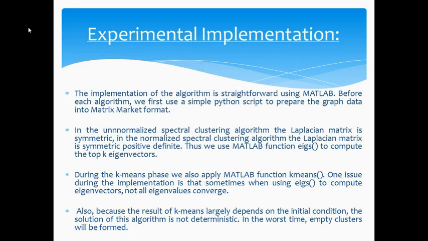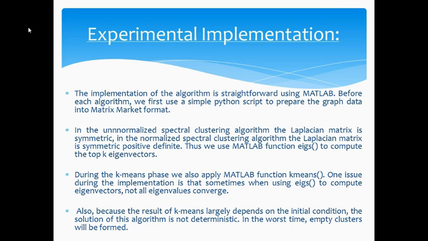Moving forward, let's talk about the experimental implementation of it. The implementation of these algorithms is actually very straightforward. We use MATLAB for it. Before each algorithm, we first use a simple Python script to prepare the graph data into a matrix market format. In the unnormalized spectral clustering algorithm, the Laplacian matrix is symmetric. In the normalized spectral clustering algorithm, the Laplacian matrix is symmetric positive definite. Thus, we used the MATLAB function eigs to compute the top k eigenvectors.